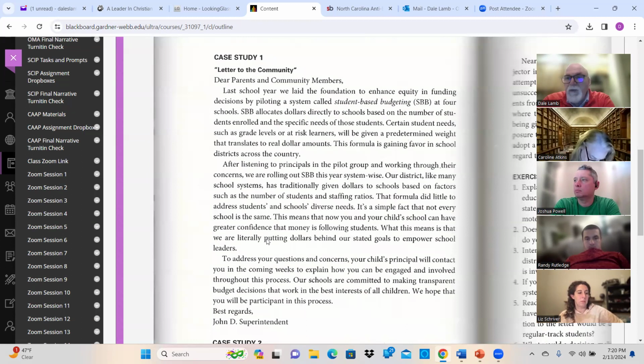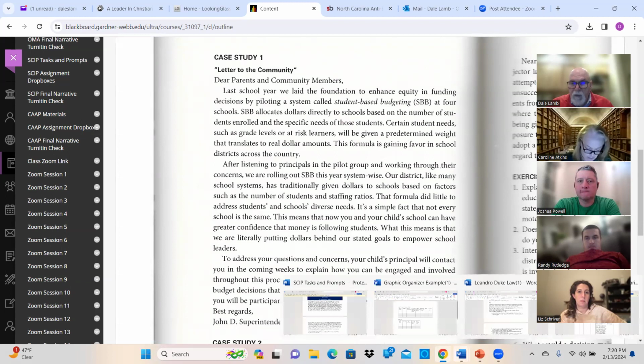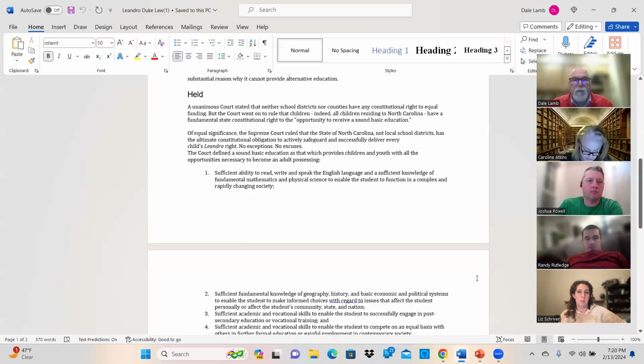Now, what I need you to understand is who won and who lost and why. Students get this wrong every time. So let me go to this document. So here is Duke Law. They have summarized it for you.